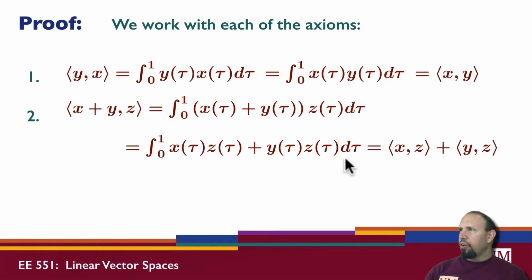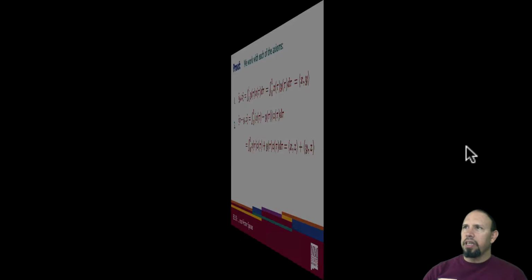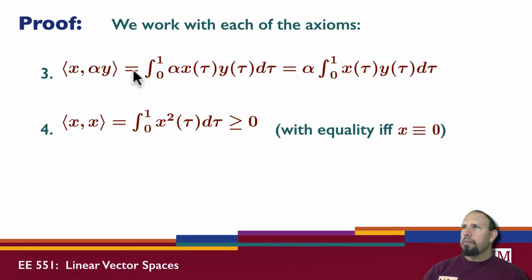I can break this integral up into two integrals. The first one is going to give me the inner product of x with z. The second one is going to also give me the inner product of y with z. So it satisfies the second property. The third property, again, when I take the inner product, I can take the alpha out front, and in fact I can take it again all the way out front. So alpha times the inner product of x and y is what we have.